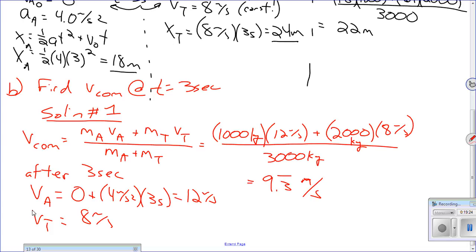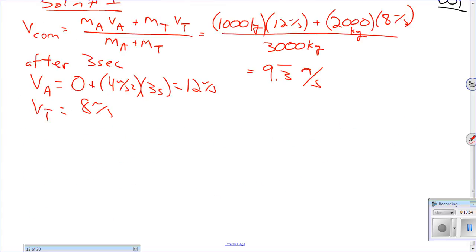All right. Is everybody okay with what we've done here? All right. Now, the second solution you probably wouldn't use. This is not the best solution for this problem. But I think there's some value in showing you the second solution because it shows you what I was talking about with Newton's laws. All right? So let's do this. Solution number 2.